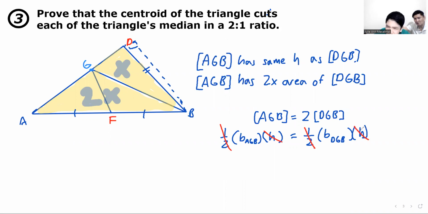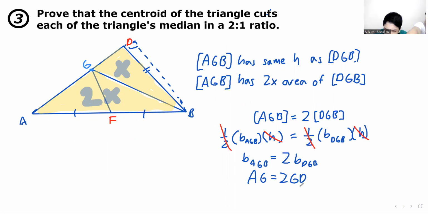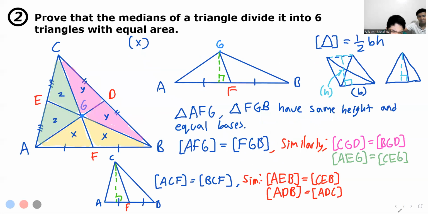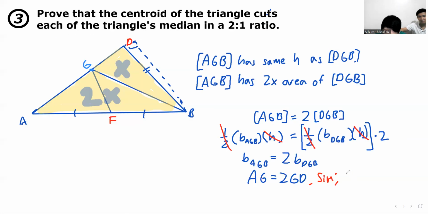So therefore, if AGB is twice DGB, the base of AGB must be twice the base of DGB. So what's the base of AGB here? It is AG. AG is equal to 2 times GB. So AG is equal to 2 DG. Similarly, what are the other medians? BG is equal to 2GE.